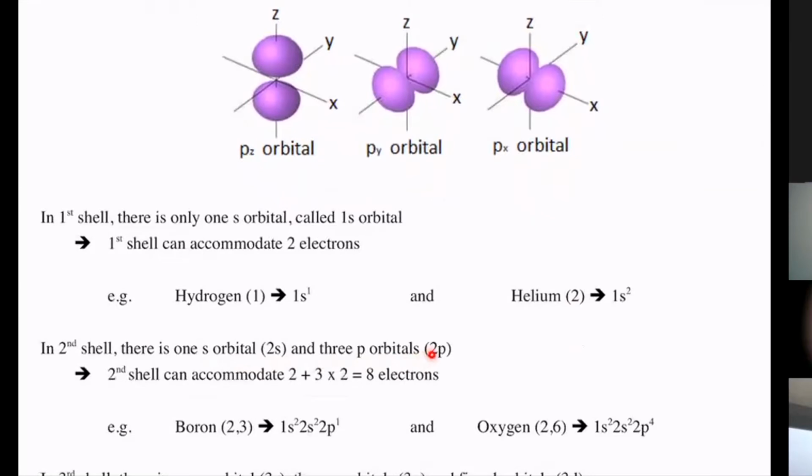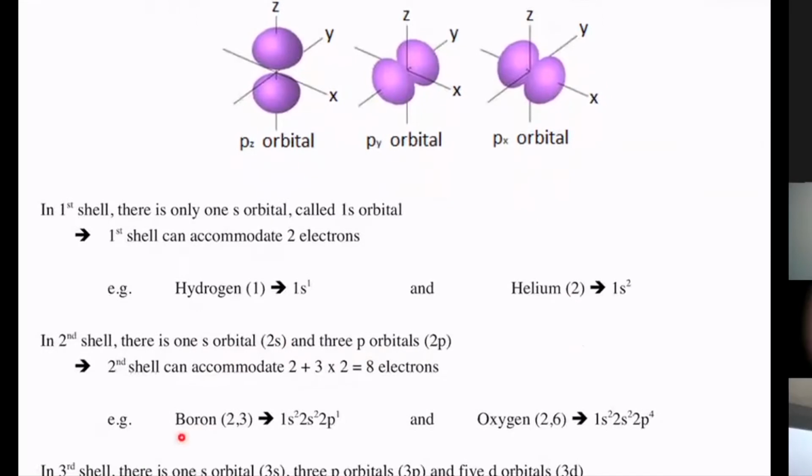And remember, we fill in s orbitals first. Okay, so for boron, 2, 3. These 2 electrons in the first shell are going to be put into the 1s orbital, so 1s2. And the 3 electrons in the second electron shell, we're going to fill in the lowest energy level orbital, which is the 2s orbital. The 2s orbital can house 2 electrons.